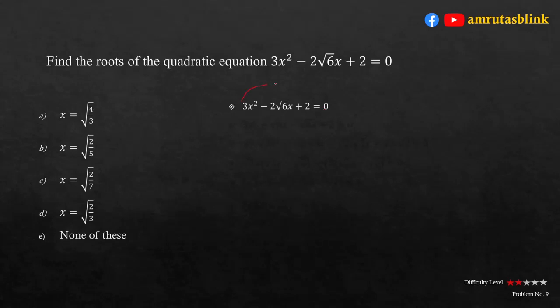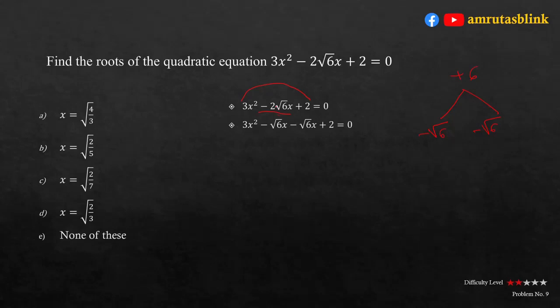Now this 3 into 2 is nothing but plus 6. So we need to find the factors of this plus 6, which will give us the summation as minus 2 root 6. So if we simply take the product of root 6 into root 6, minus under root 6 into minus under root 6 is equal to plus 6, and minus under root 6 minus under root 6 will be equal to this minus 2 root 6.